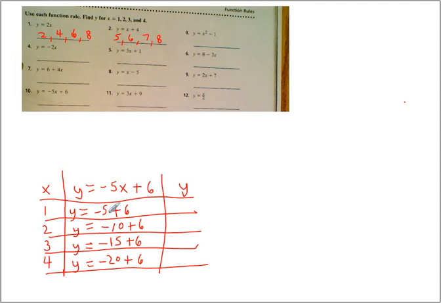When x is equal to 2, it's going to be 2 times negative 5, so that's going to be negative 10. That's why that's there. And when x is equal to 3, negative 15. When x is equal to 4, negative 20. And then this plus 6 I have to go ahead and deal with. So all I'm going to do is figure out what negative 5 plus 6 is, and in this case it's going to be 1. In this case it's going to be negative 4. In this case it's going to be negative 9.